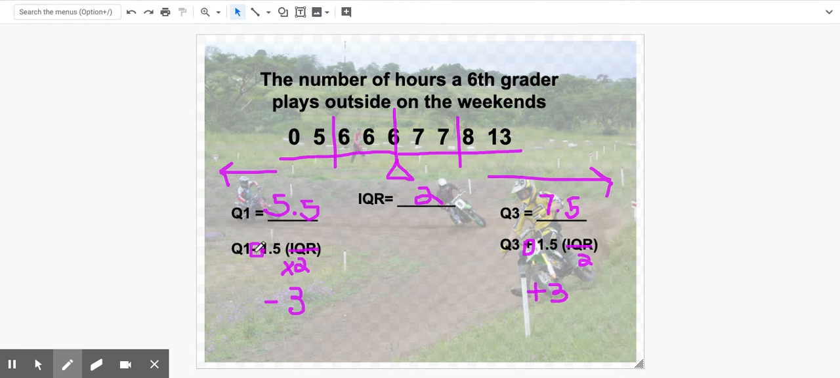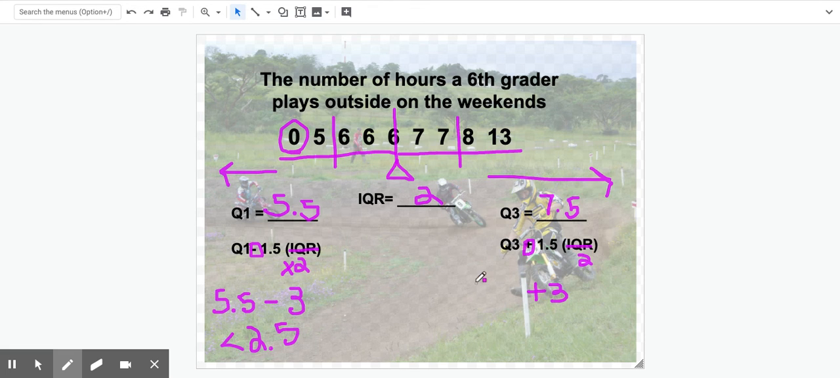So our Q1 minus this number will be 5.5 minus 3, which would be, you guessed it, 2.5. So this says any number on that number line that is less than 2.5 is an outlier. Do we have one? Yes, right here. That is an outlier. Now let's look at the other side.